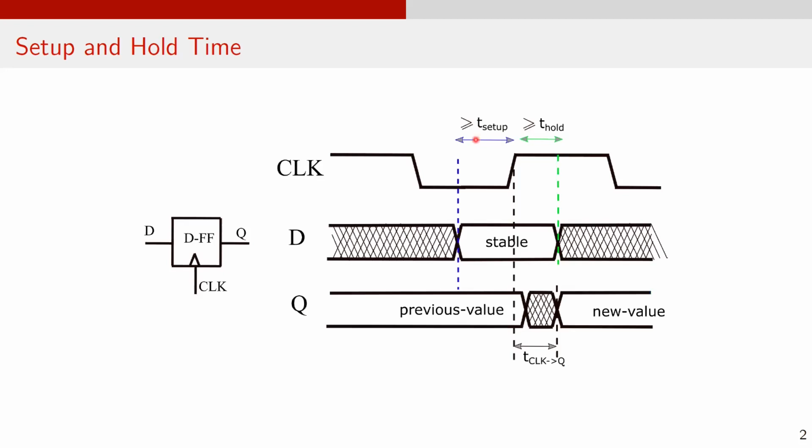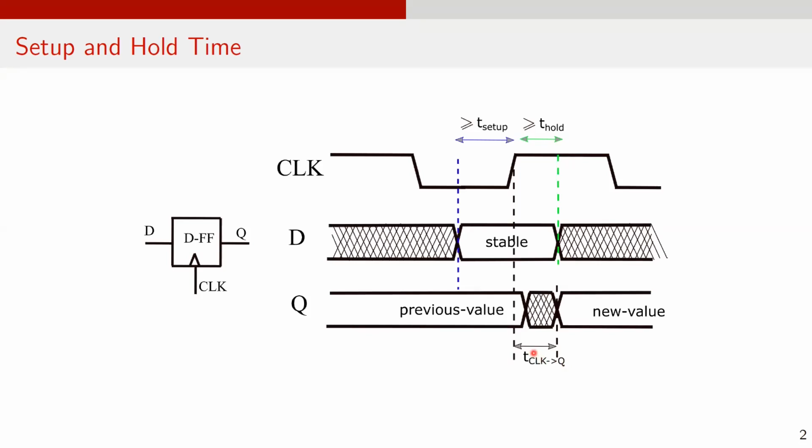In this figure, the time shown in the blue arrow line is the setup time. The input data D must be stable for this much time before the active edge of the clock. The hold time is shown in the green arrow line, and it is the time after the active edge of the clock when the data must be stable.